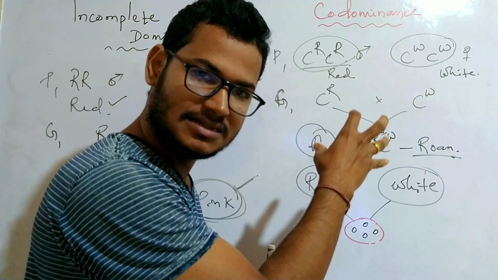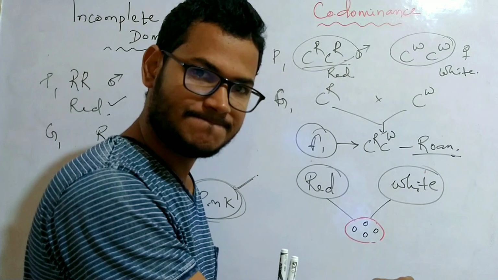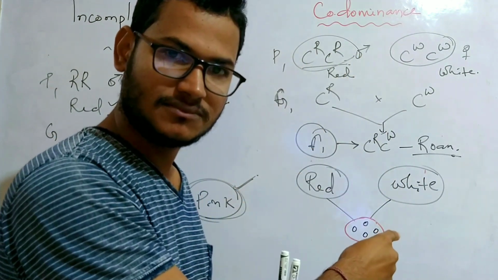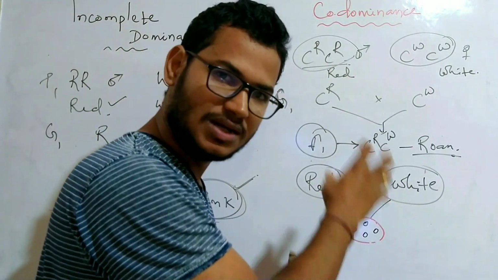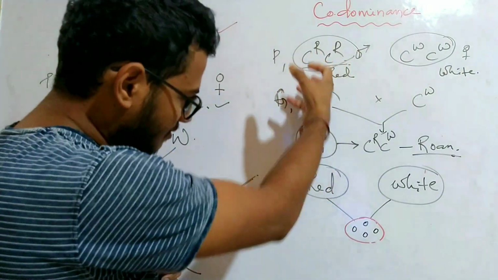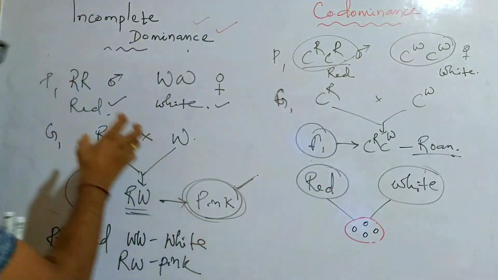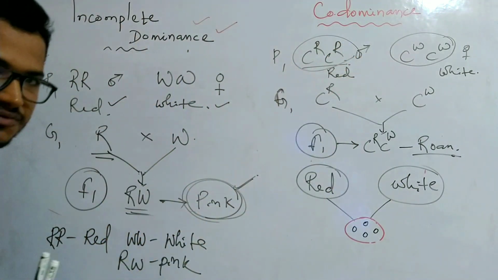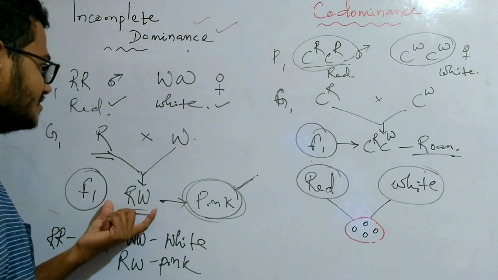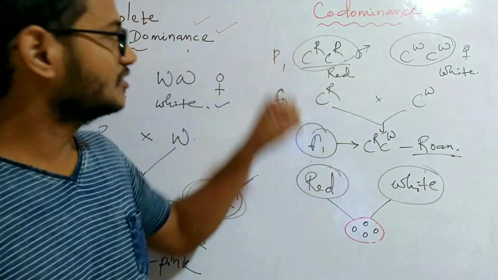Here both the characters from the parents are found together in the F1 generation. Red and white together are present in the F1 generation. So they migrate to the F1 generation together, so they are called codominants. And in incomplete dominance, a mixture of both the characters is found. That is why the F1 generation is an intermediate, and that is the reason why it is called incomplete dominance. Clear? So here both the characters are found.